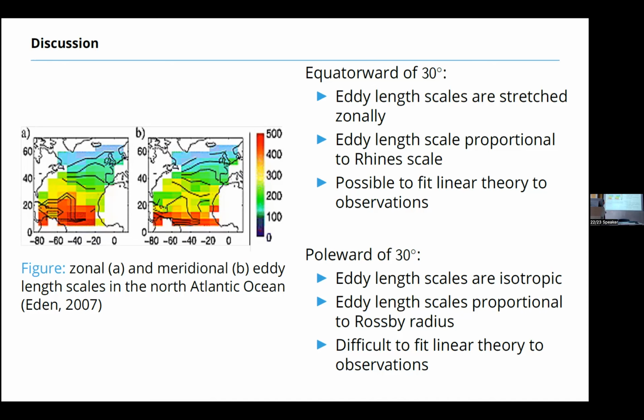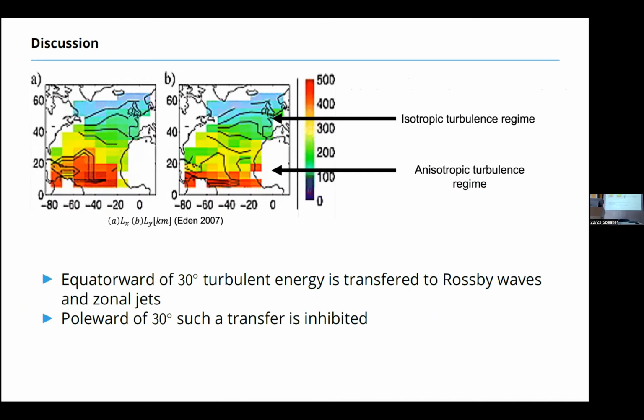That's all for equatorward of 30 degrees, but if we go poleward of 30 degrees, we see that the eddy length scales are isotropic, meaning that the zonal length scale roughly matches the meridional one. There, the eddy length scales are more proportional to the Rossby radius, and there it also proves difficult to fit theory to the observations. This is then why you label these two regimes: the isotropic turbulence regime poleward of 30 degrees, and equatorward of 30 degrees, where the length scales are anisotropic, stretched zonally.